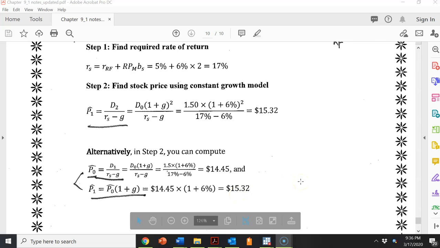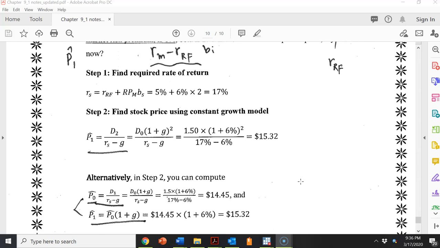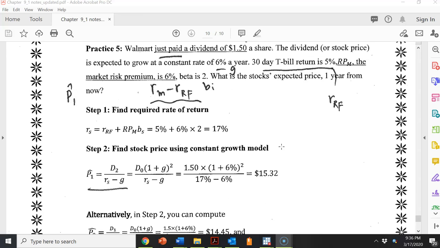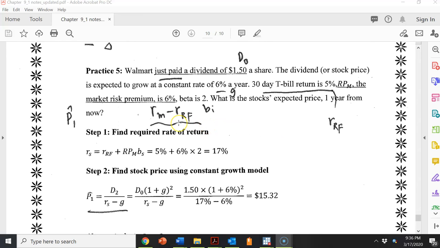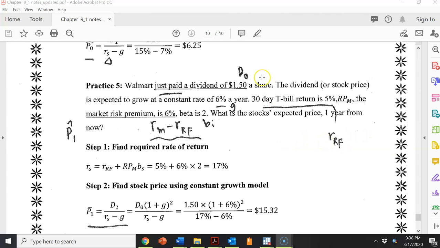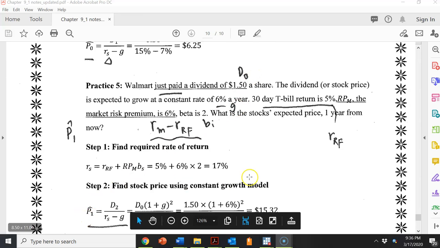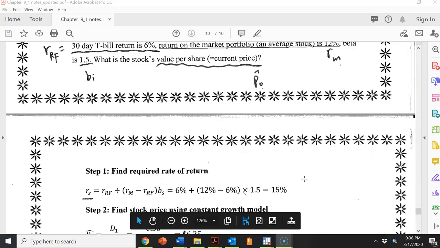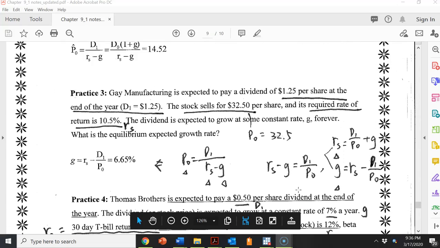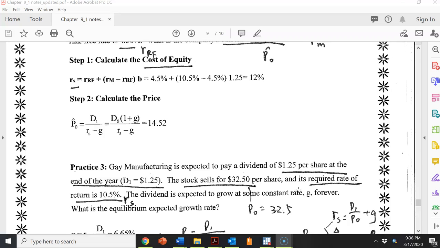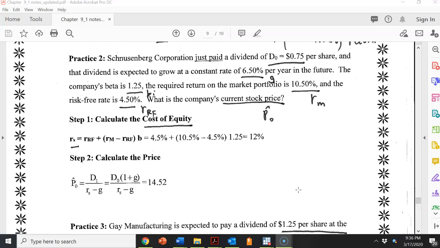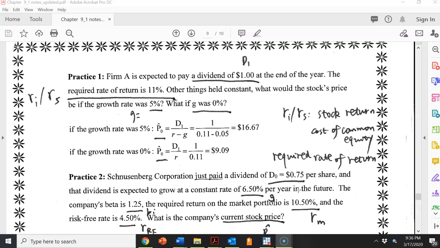So you can see a lot of these examples here are combining CAPM and the constant growth model. We can always use market return or market risk premium, beta, and risk-free rate to solve for RS, and then use RS combined with D0 or G to calculate P0 or P1. A lot of these practices are either using the constant growth model by itself or using CAPM and the constant growth model together.